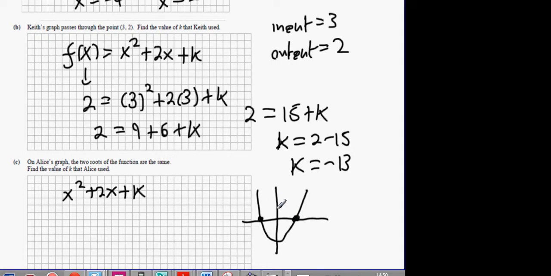Imagine I move this upwards or downwards. If I move it downwards, what happens to the roots? The gap between them becomes bigger as the graph goes down. When the graph goes up, what can happen then? It can only touch it once and comes back up. When this happens, you only have one answer. Everybody got that? One answer.